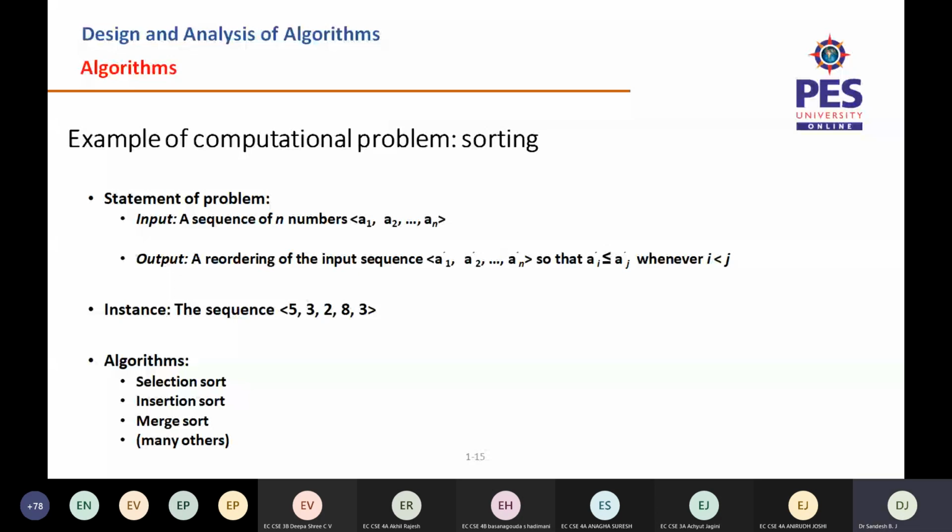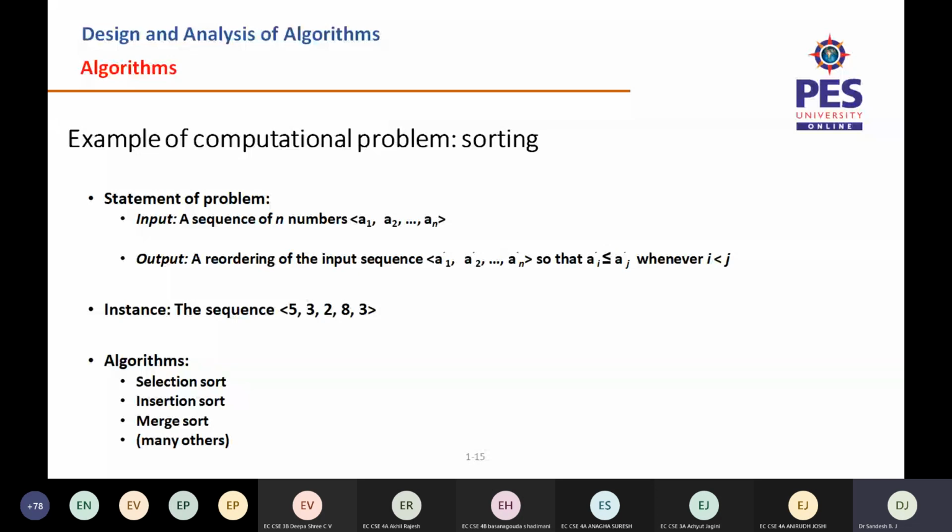The output is a sequence a1 to an, so that a1 is lesser than a2, a2 is lesser than a3, so that ai is lesser than or equal to aj. That is, given a sequence of unordered numbers, your output is to get an ordered set of elements from a1 to an such that ai is lesser than or equal to aj. That is the expected output given an input.